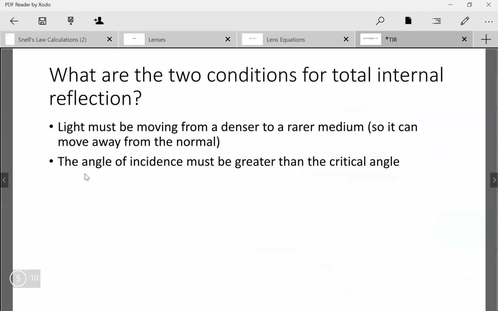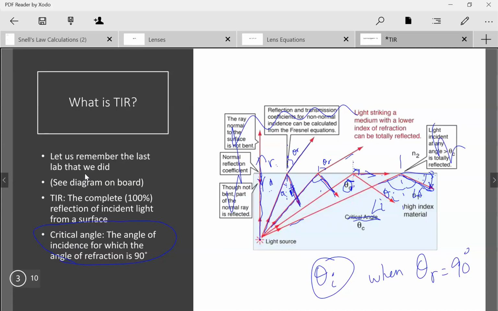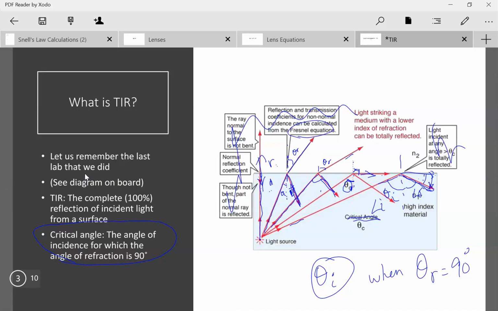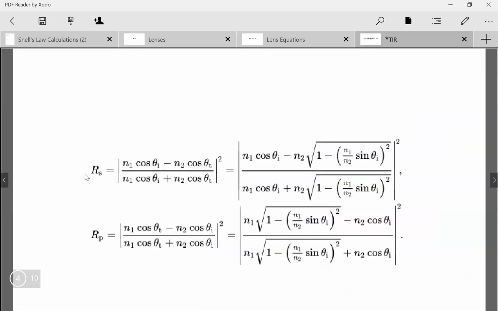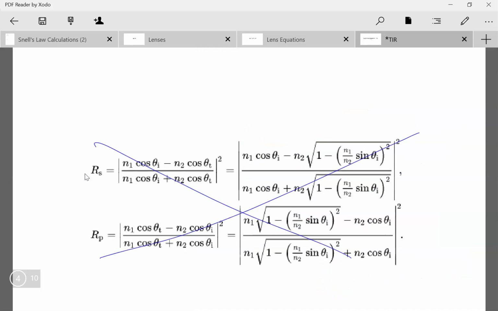So again, the Fresnel equations are used to calculate how much of light is reflected and how much of it is refracted from a medium. We will obviously not be doing the Fresnel equations. I just wanted to show you that things are slightly complicated here.